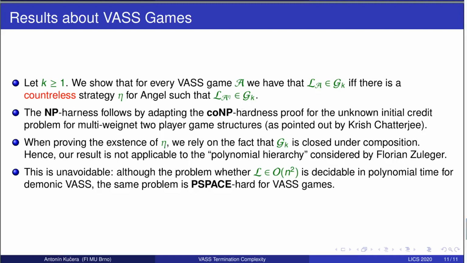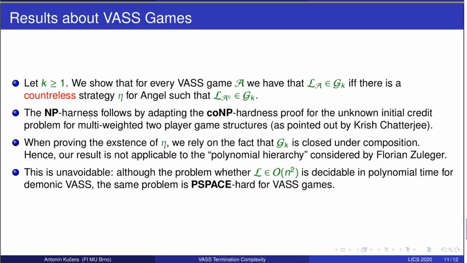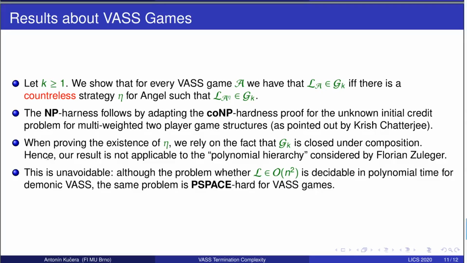The NP-hardness follows by adapting the coNP-hardness proof for the unknown initial credit problem for multi-weighted two-player game structures. This was observed by Krishnendu Chatterjee, so Krish, thanks again. Let me also note that when proving the existence of the counterless strategy eta, we rely on the fact that the class G_k is closed under function composition.